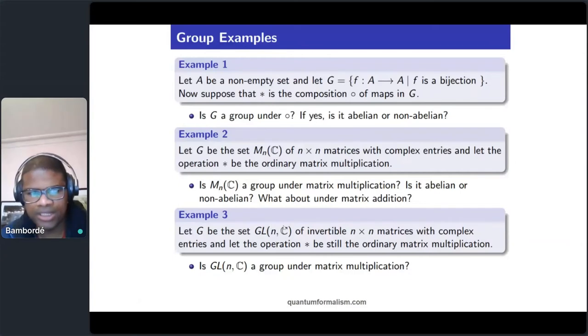Okay, so these are just examples. Obviously, I invite you to find more examples, especially finite groups. We'll come back to them later. Finite in the multiplicative sense, for instance.